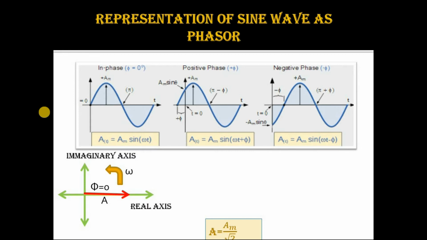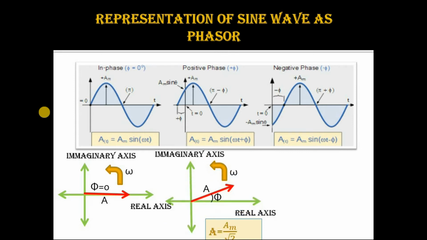Sine wave, phase advanced by phi. So the equation is A_M sin(omega t plus phi). The RMS value A equals A_M by root 2. How to draw the phasor diagram? How to represent it using a phasor?